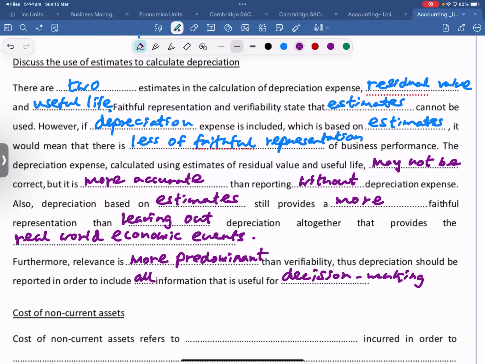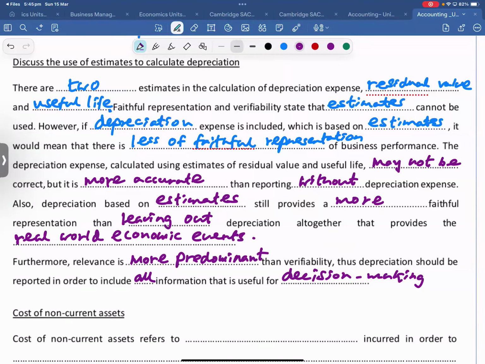Okay, guys, this one, we have again discussed this part in two as well. And remember, this is an ABC question. We are discussing the use of estimates to calculate depreciation, right? Now, do we really use estimates for calculating depreciation? What are the estimates we use? Two. Residual value and useful life. Very good. However, we use three elements to calculate the depreciation. On top of those, we use the historical cost, which is the only verifiable information. All the others are estimates.